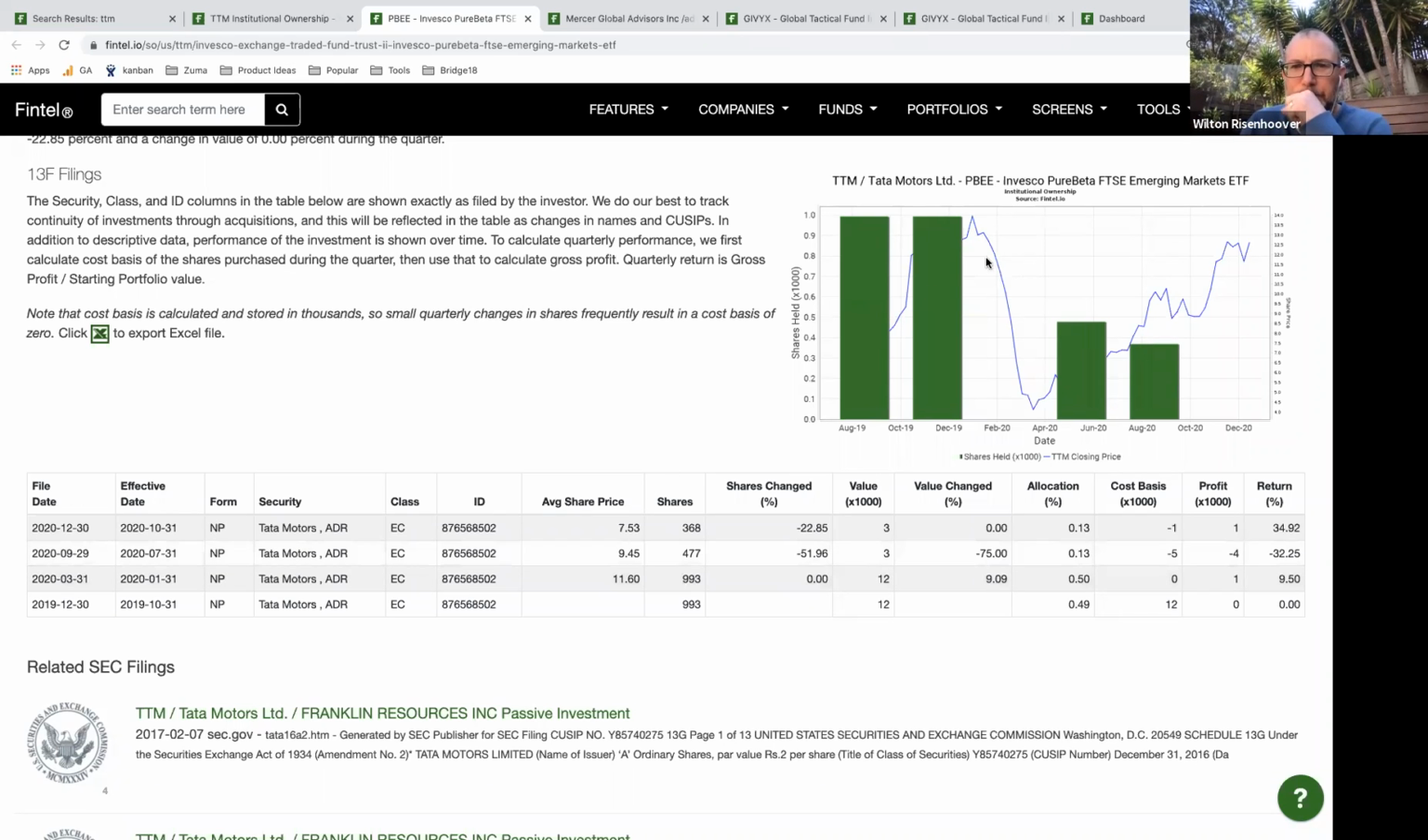Can I speak to what the average price column means when looking at calls or puts? It's the same. It's the average price of the value of the calls and puts. We don't have the strike price. The strike price is not disclosed in these filings.